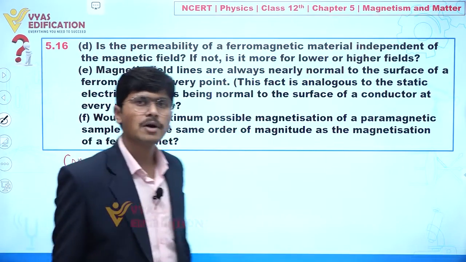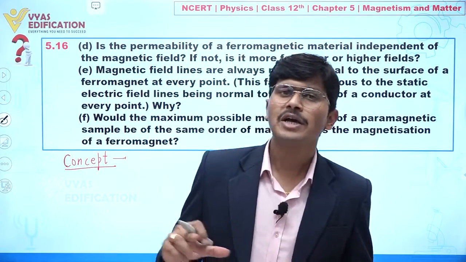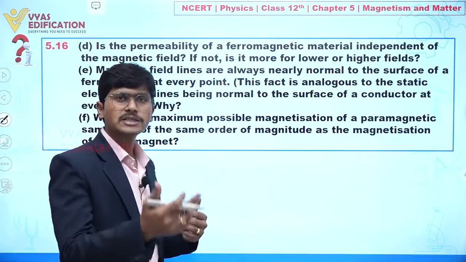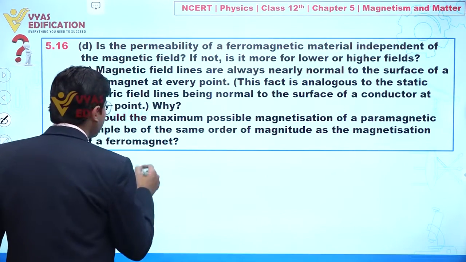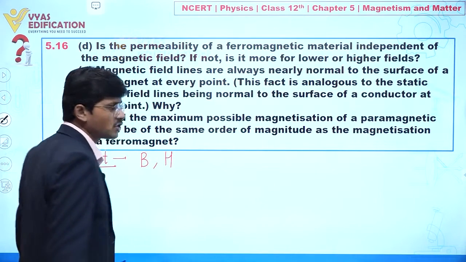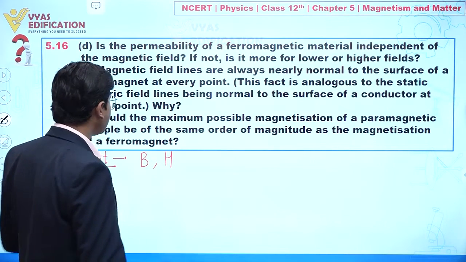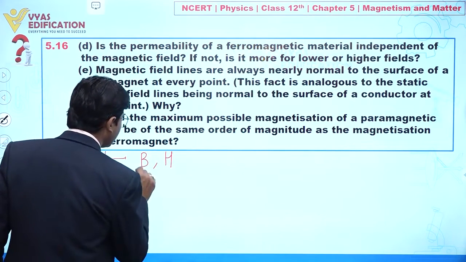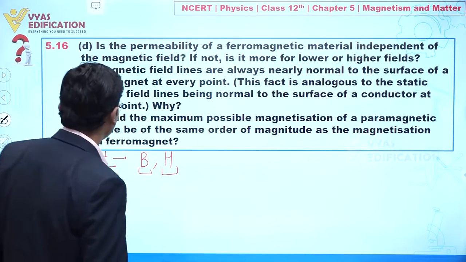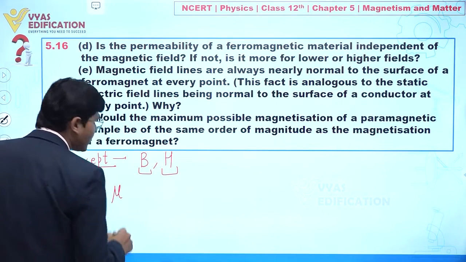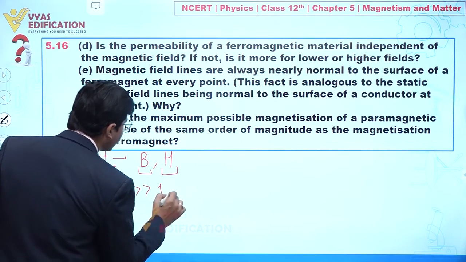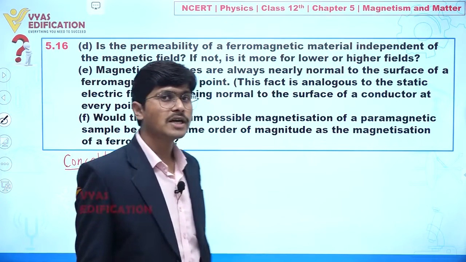Whenever we are talking about the relation between B and H, and if we go for a higher calculation that you will learn in the next higher classes, whenever you find a relation between the magnetic field and magnetization, you will find that permeability is definitely related to B and H. Clear? Now, for a medium that has permeability very, very much greater than 1. What am I saying to you?